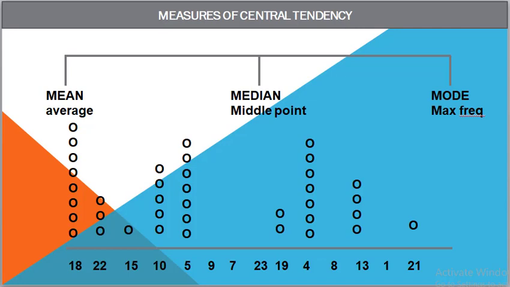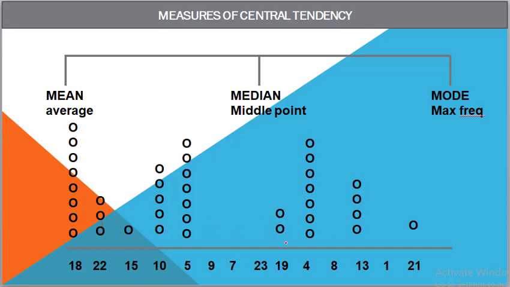So let's have a look in detail and calculate the mean, median, mode. This example below shows 18, 22, 15, 10. These are the numbers, and the counts next to them are the frequencies. Number 18 occurs 8 times. 22 is 3 times. 15 is 1 time. 10 is 5 times. 5 is 7 times. There is no occurrence of 9 and 7 here.